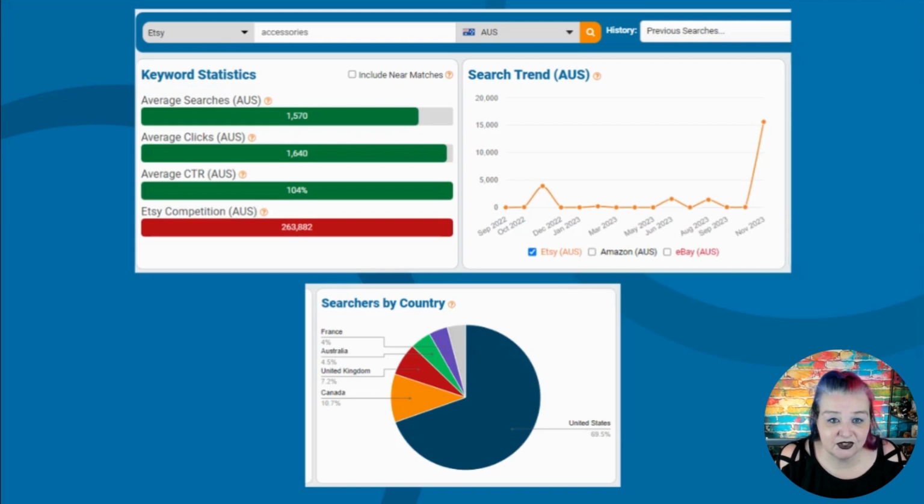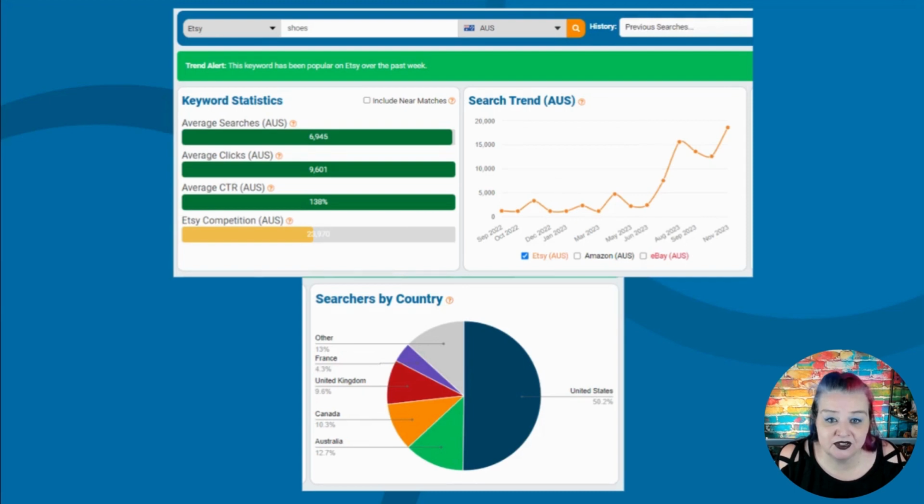Related keywords with good volume that are trending now are these. Car accessories has 4,350 searches, hair accessories with 3,550 searches, travel accessories 1,550 searches, keychain accessories 1,150 searches.